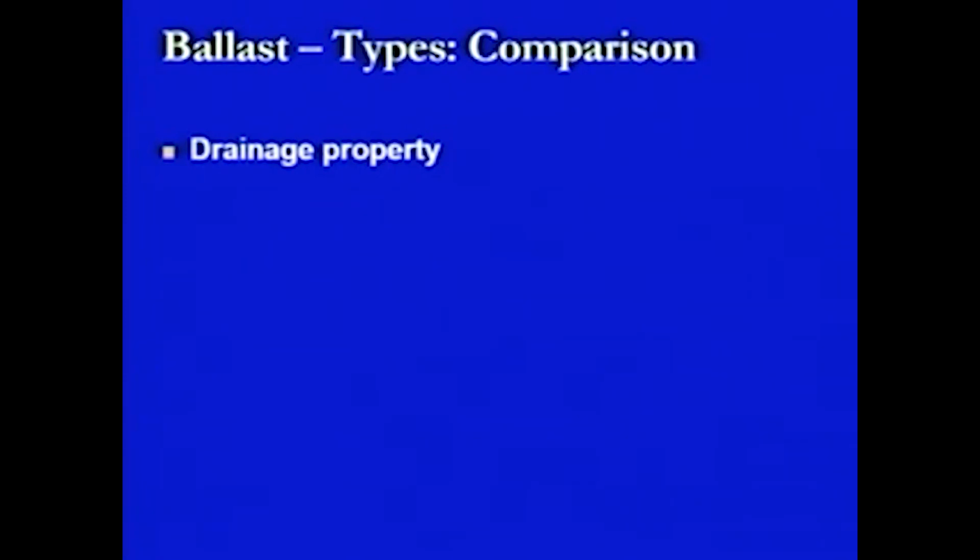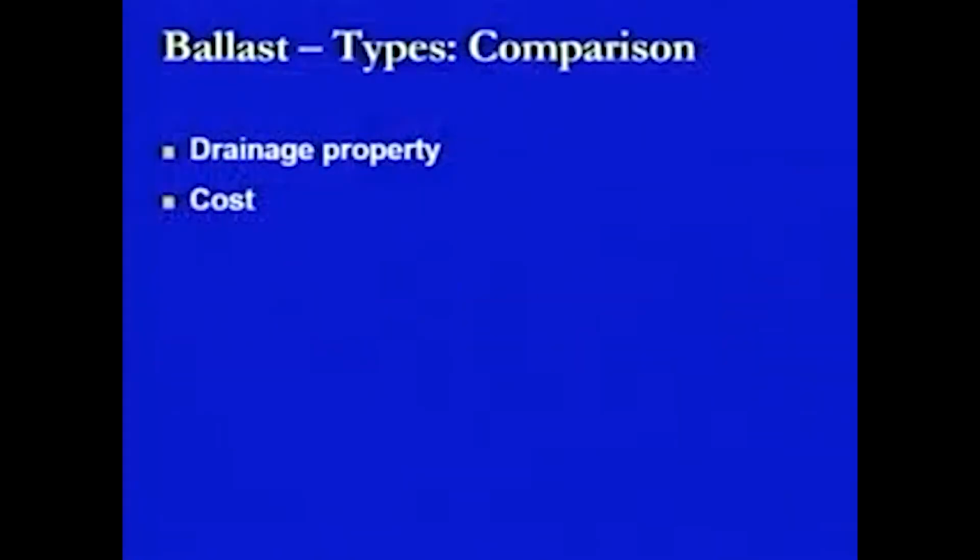In the case of drainage property, in most of the cases, whatever material we have already discussed as a type of the ballast cushion material, they all have quite a good drainage property available to them, and therefore, there is no problem of flooding taking place in this type of material.